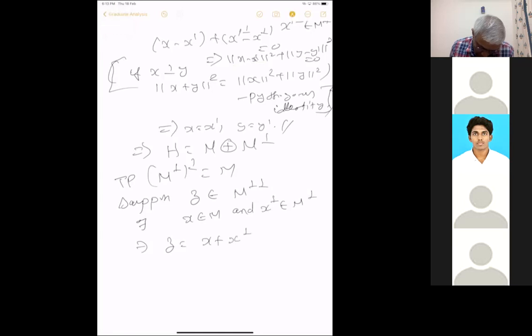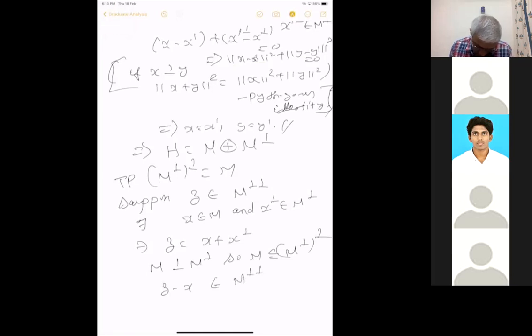But m is orthogonal to m perp. So m is contained in m double perp, by definition. Now z is also in m double perp, x is also in m double perp. So z minus x is in m double perp.